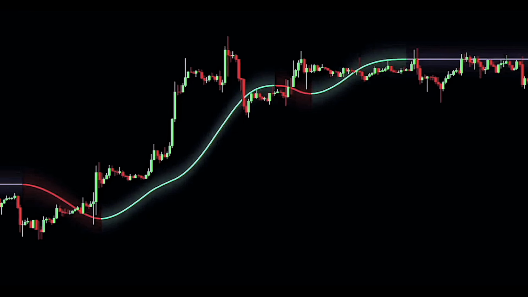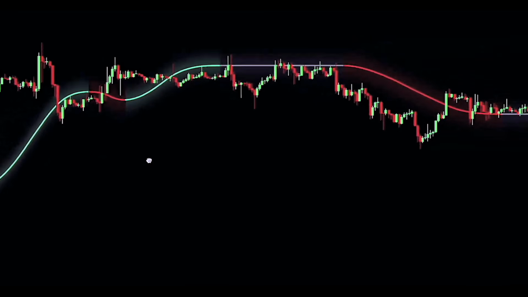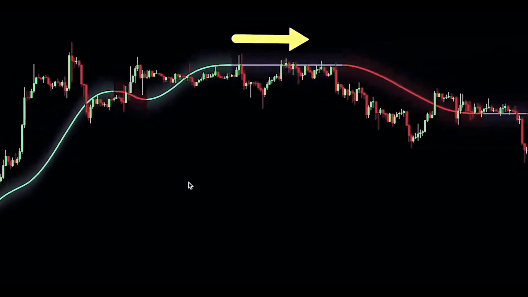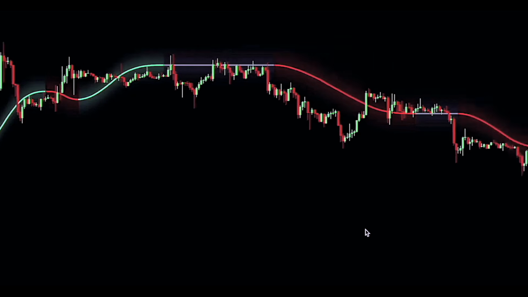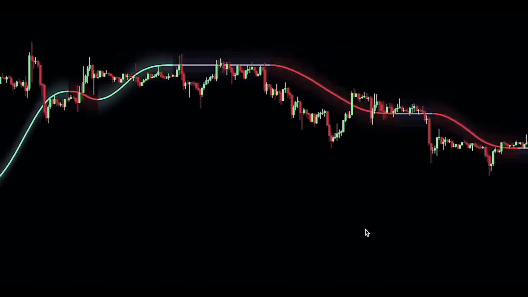When buyers are in control and price closes above the line, the moving average turns green, making it obvious that momentum is bullish. When that bullish momentum slows down and traders start taking profits, the market shifts into a consolidation phase. During this time, price often creates equal highs and lows, and that's a sign you should avoid trading. The indicator marks these areas in gray. As soon as sellers take over and price drops below the line, the moving average turns red.